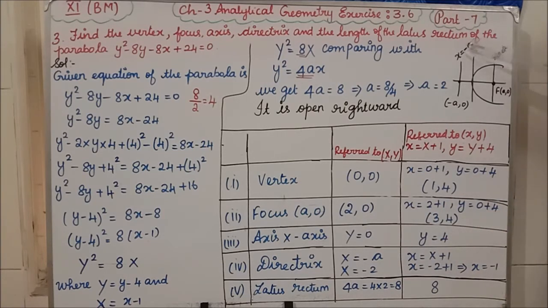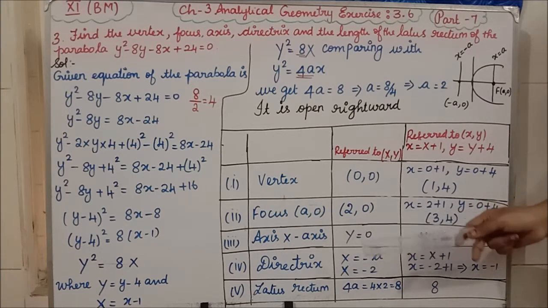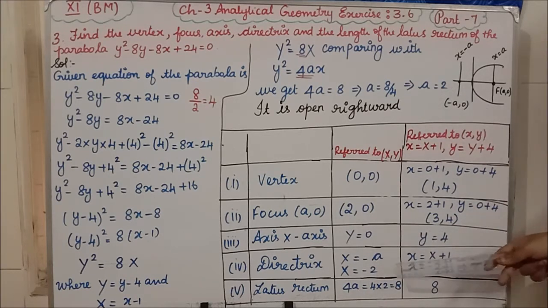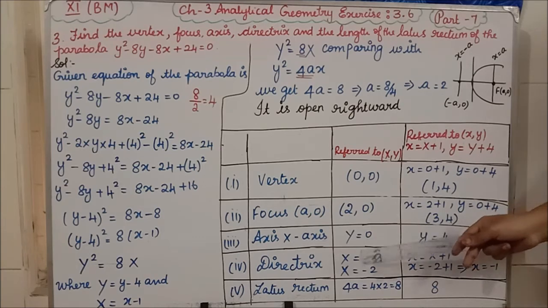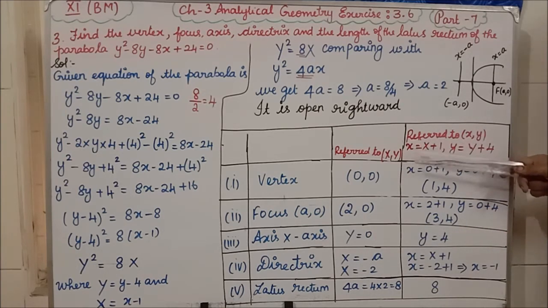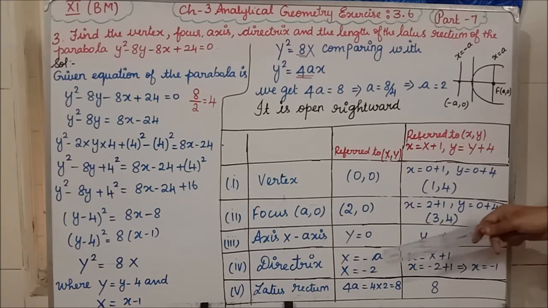Next one is the characteristics. The characteristics equation is what? Here the focus is x equal to a, then the characteristics will be x equal to minus a, isn't it? So capital X equal to minus a. The a value is 2, so capital X equal to minus 2. With that we have to find small x. Small x is equal to capital X plus 1, so instead of capital X I have minus 2 plus 1. When I calculate, I get small x equal to minus 1.